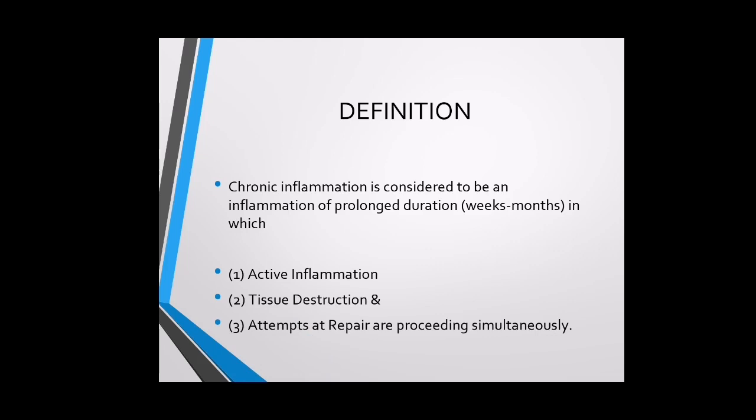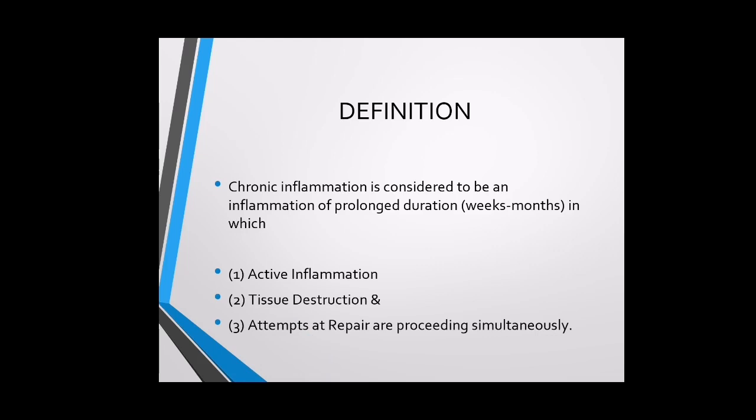Let's see the definition. Chronic inflammation is considered to be an inflammation of prolonged duration, that is for weeks or months, in which active inflammation, tissue destruction and attempts at repair are proceeding simultaneously. As you know, in acute inflammation, the onset is early or sudden. In chronic inflammation, it means delayed onset. This is going to be long lived.